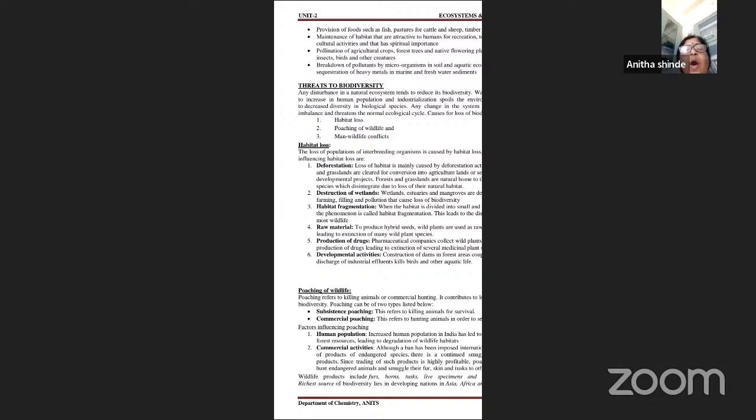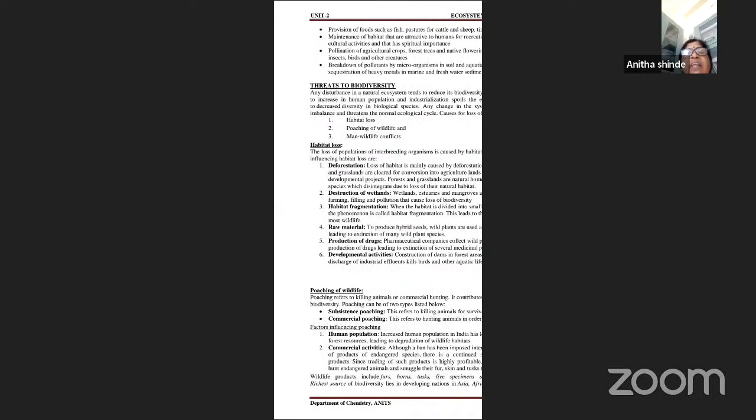So habitat loss, you all know how it is being done: by desertification, by deforestation, by destruction of wetlands, and also we are fragmenting the habitat, that is habitat fragmentation. We are exploiting plants as well as animals for raw material and for the production of drugs, and also we are constructing dams in forest areas coupled with the discharge of industrial effluents. So all these activities lead to loss of habitat. So these activities need to be cut down.